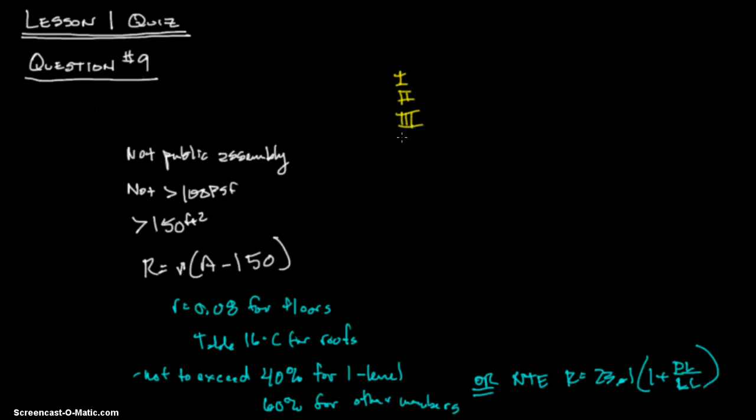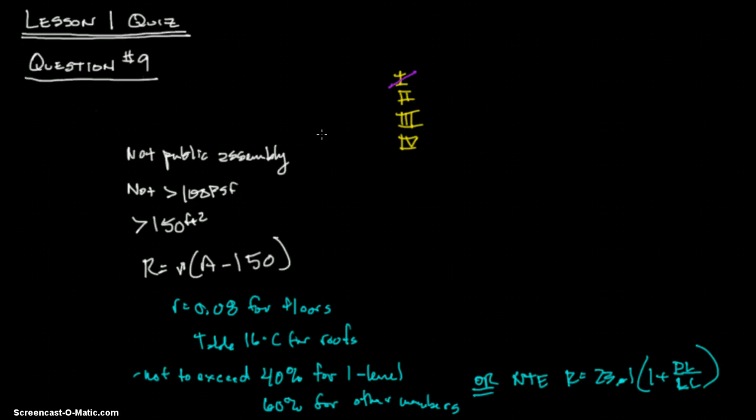Alright, so there's 1, 2, 3, and 4. Let's start with 1. A live load reduction is permitted only when the live load exceeds 100 PSF. That is incorrect because we want to look for not to exceed. If it is over 100 PSF, you cannot reduce the live load. It's only permitted when it's not greater than 100 PSF, so that's incorrect.